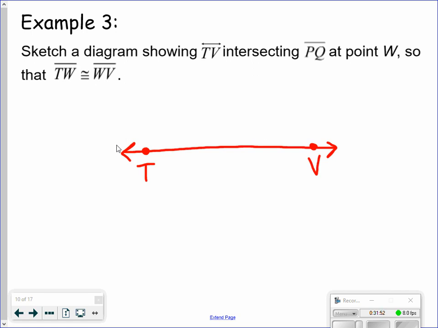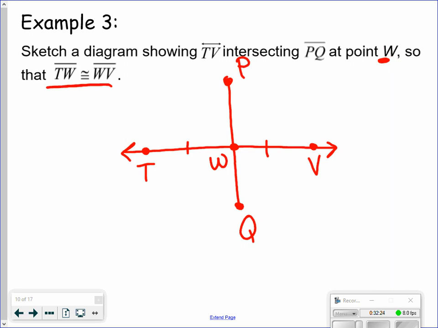But what you have to be really careful with is that TW and VW, so basically W is in the middle. So let's put W in the middle. These need to be congruent. And PQ, we don't really care about where that falls. We care that it falls in the middle of TV, but it doesn't say anything about PW or QW being congruent. But let's look at this and read it again. Now that we have the picture, let's look at that.